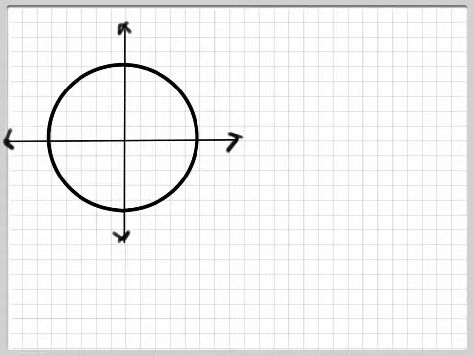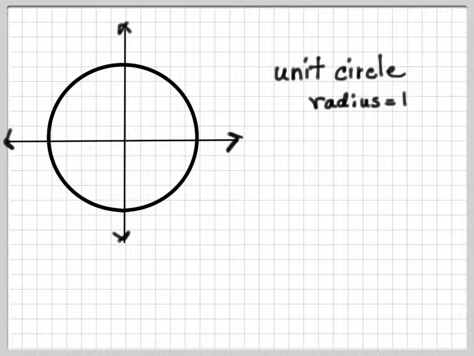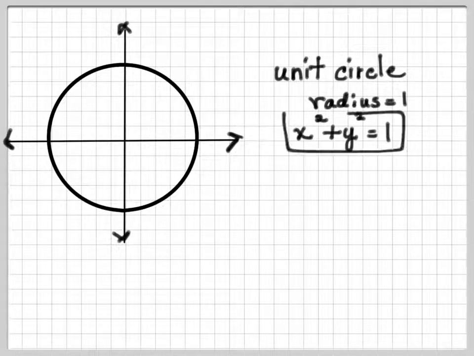We're going to start off with a circle drawn on the coordinate system centered at the origin. And this is going to be a unit circle. A unit circle means the radius is equal to 1. The equation for a circle in general is x squared plus y squared equals r squared. But in our case, r is 1, so 1 squared is 1. So the formula for a unit circle is x squared plus y squared equals 1.